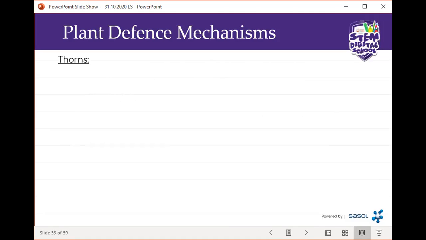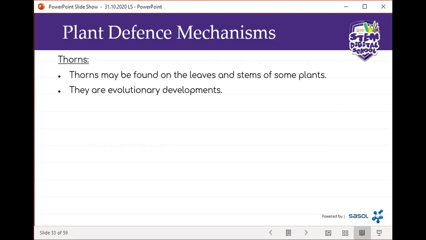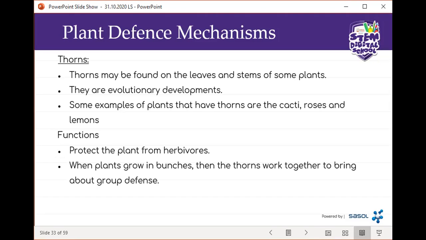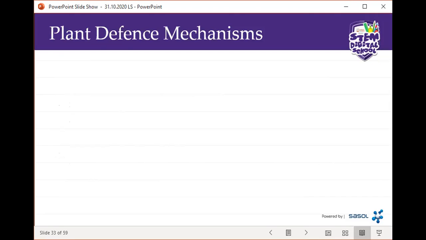Let's look at thorns, which are a mechanical way for a plant to protect itself. Thorns may be found on leaves and stems of some plants. They are evolutionary developments. Some examples of plants that have thorns are cacti, roses, as well as lemons. The function of these thorns is to protect the plant from herbivores, and when the plant grows in bunches, the thorns work together to bring about a group defense. Thorns also help to disperse the plants over wide areas.